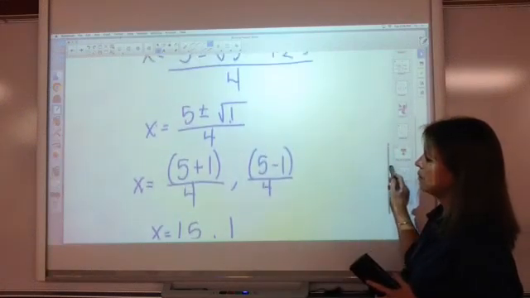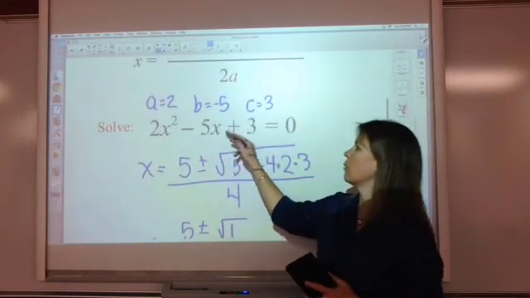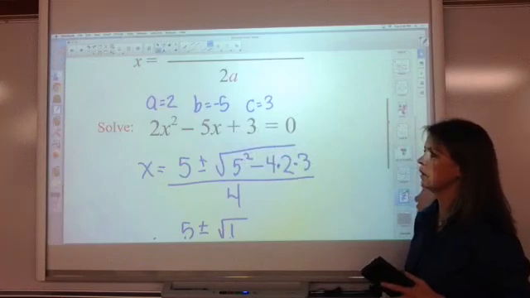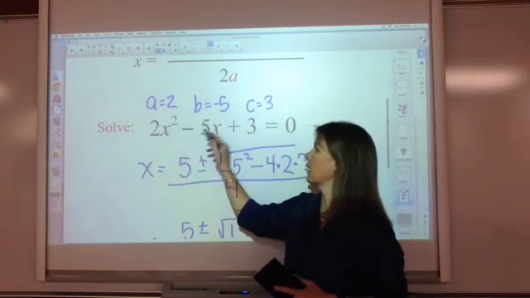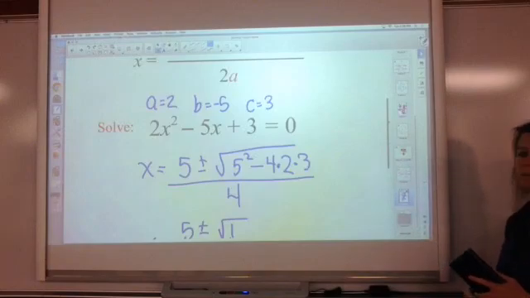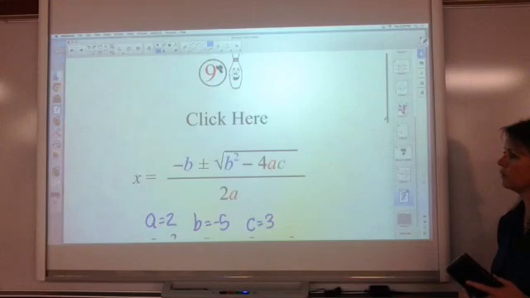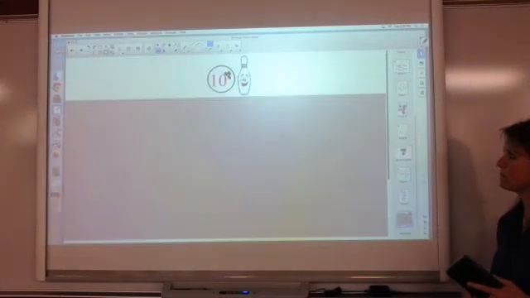Want to check and see if you did it right? Plug it in. 2 times 1.5 squared minus 5 times 1.5 plus 3. Hit equals, you'll get 0. 2 times 1 squared minus 5 times 1 plus 3. Hit equals, you'll get 0. Quadratic formula, solved by square root. The end of frame 9.